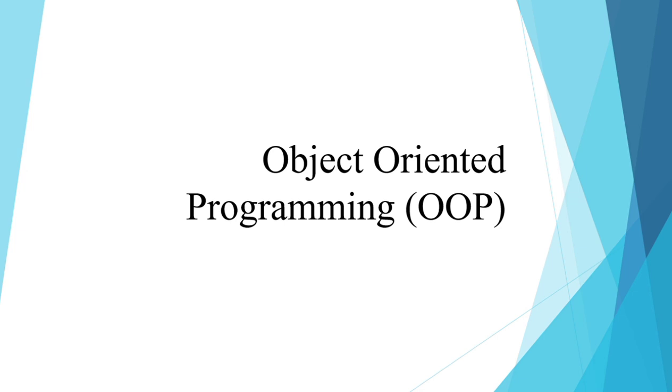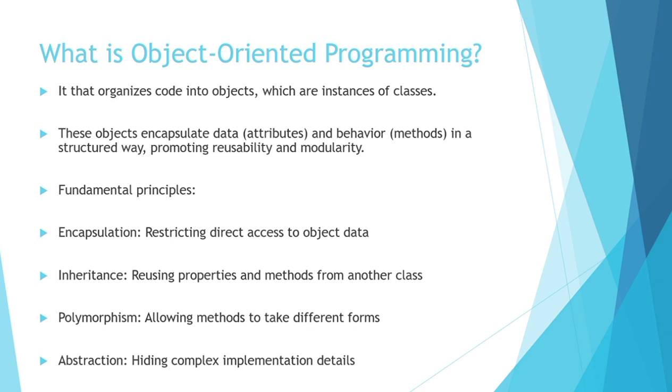In today's video, we are going to explore the most important aspect of C++, object-oriented programming. So, let's get started. Object-oriented programming is a programming paradigm that organizes code into objects, which are instances of classes. A class serves as a blueprint that defines the attributes (data) and methods (functions) associated with an object.